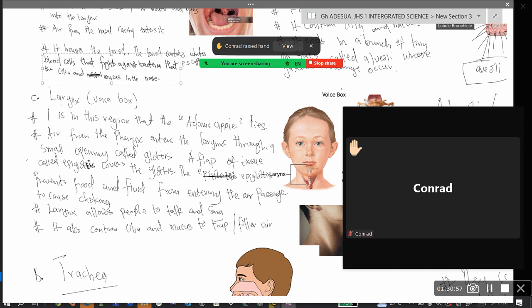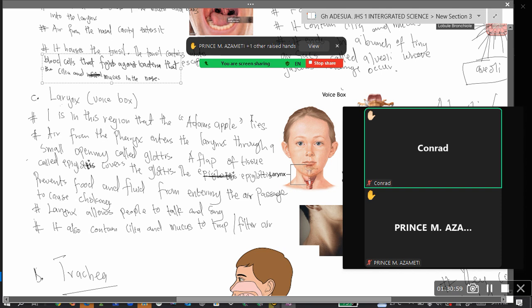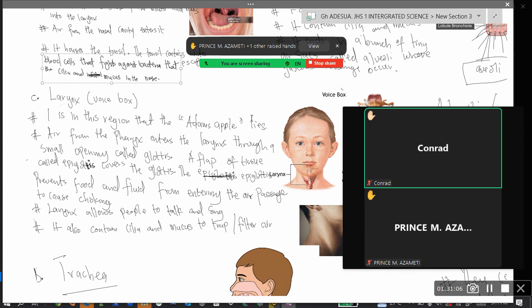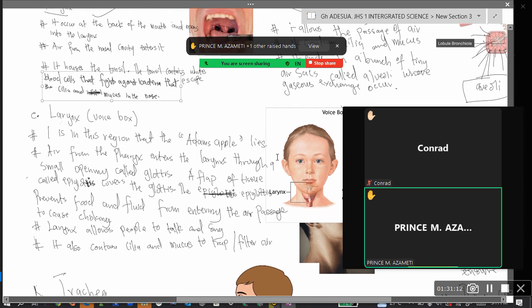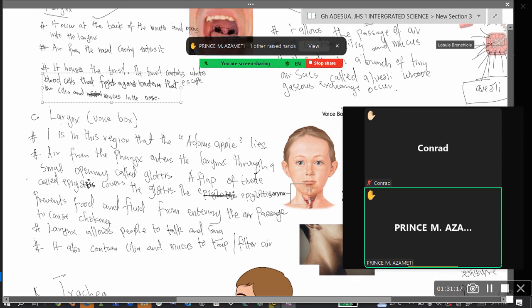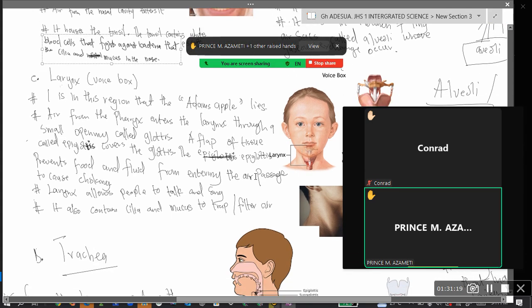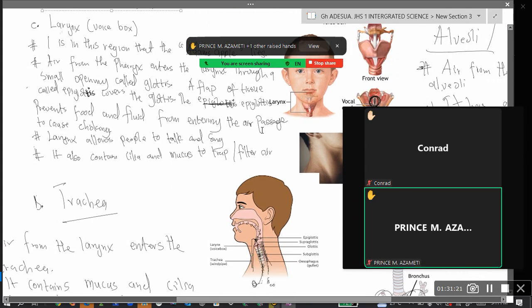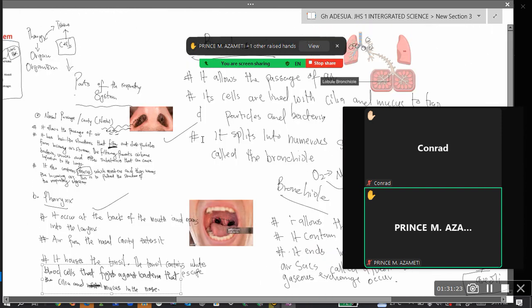Wonderful. So it covers the windpipe so that food does not pass through the windpipe, but rather passes through our esophagus, because that is where the food has to go, not our breathing pathway. Okay, Prince, I can see your hand is up. There's a flap at the entrance of the trachea that closes when swallowing occurs. Exactly. So that is true for the epiglottis.